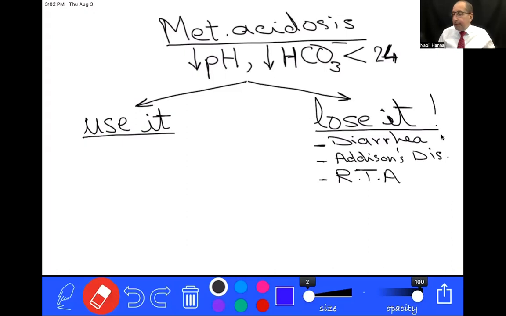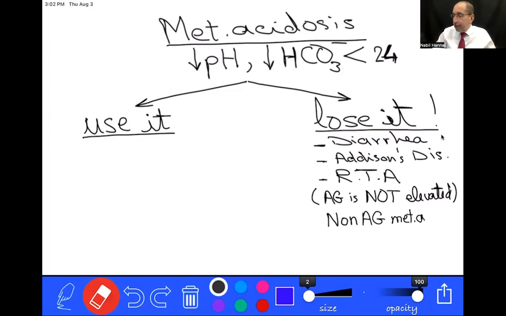In these three types, the anion gap is not elevated. So we call this type of metabolic acidosis non-anion gap metabolic acidosis, because the anion gap is not more than 12.